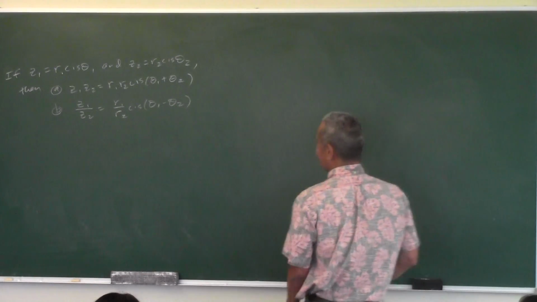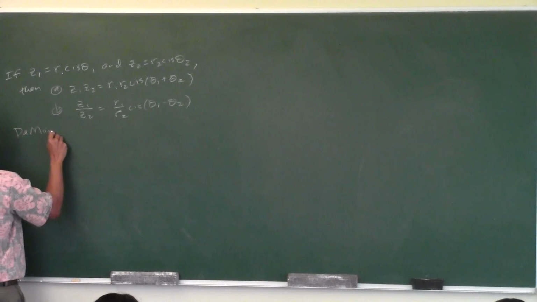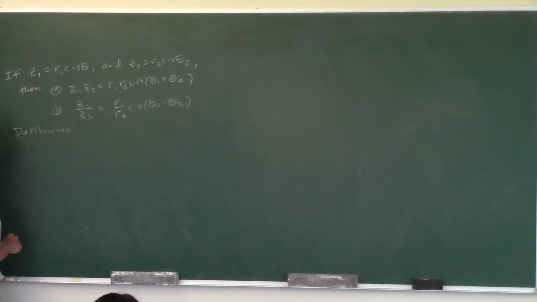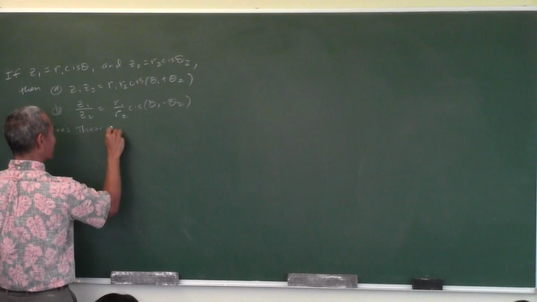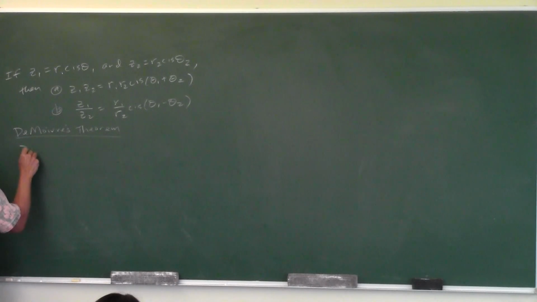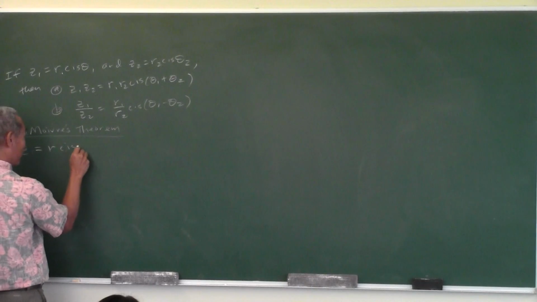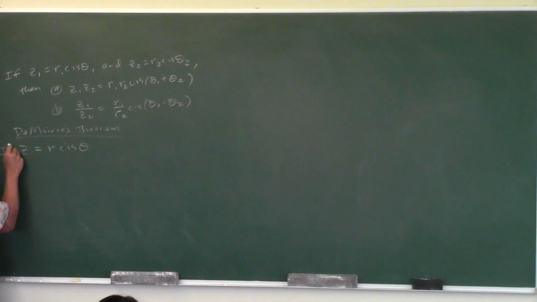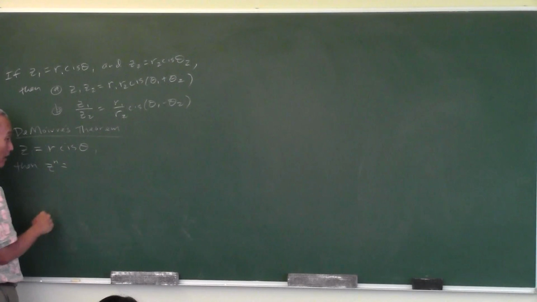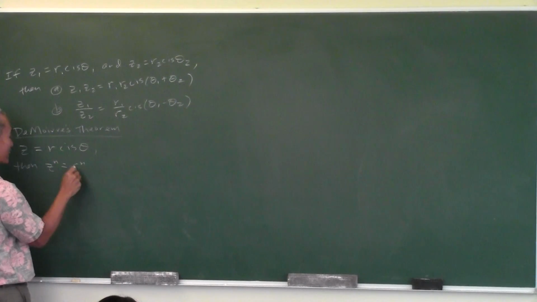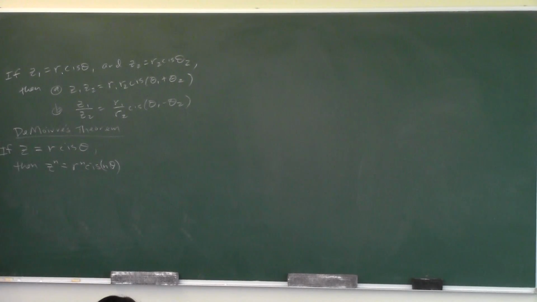But now we're going to learn a theorem. This is called de Moivre's theorem, named after the mathematician Abraham de Moivre, obviously a French mathematician. De Moivre proved that if you have a complex number in polar form, so here, maybe I should write it like this. Then, if you want to raise it to a power, all you have to do is raise the r to the power, and you multiply the angle times the power.